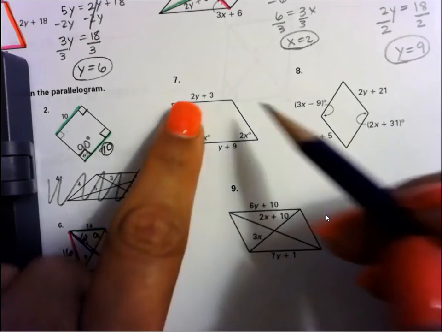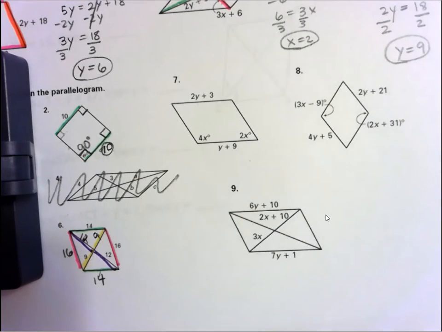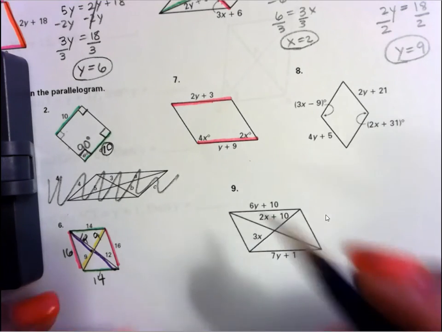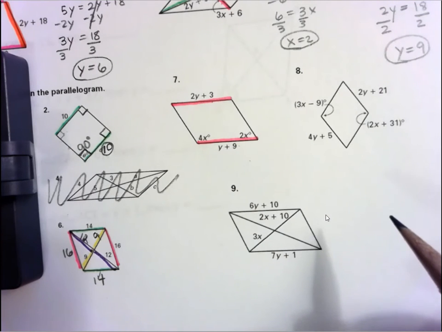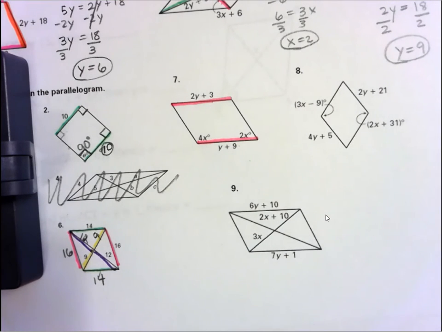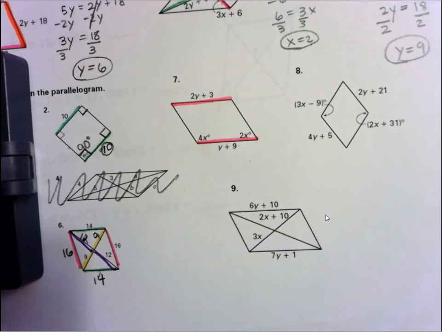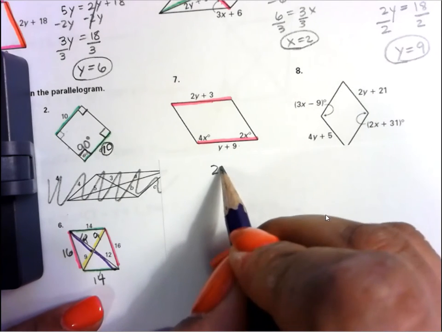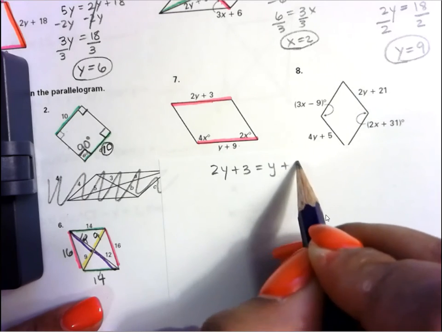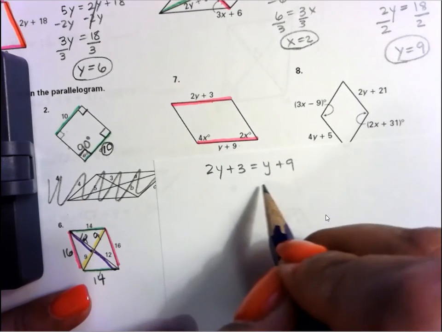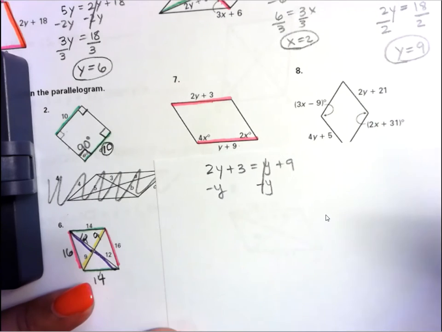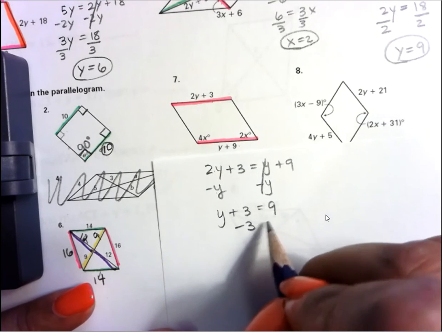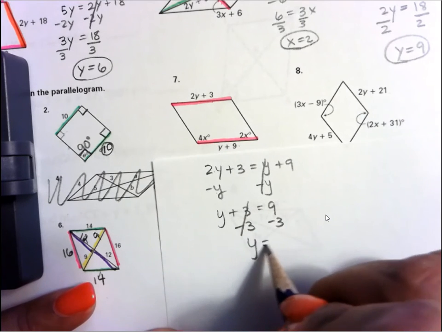Okay. Number 7. Alright, what you need to remember here is that opposite sides are congruent. So we're going to need paper for this. So that means that 2y plus 3 equals y plus 9. And then we're going to solve this. I would do minus y. That cancels. This is y plus 3 equals 9. Subtracting 3, you get that y equals 6.